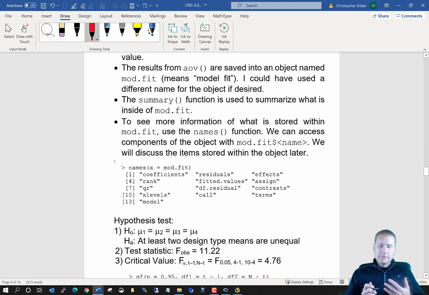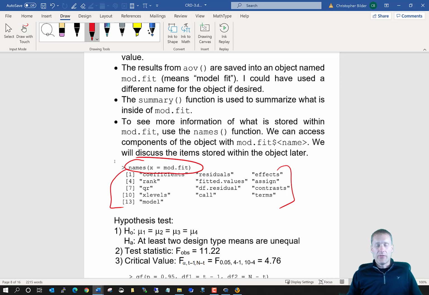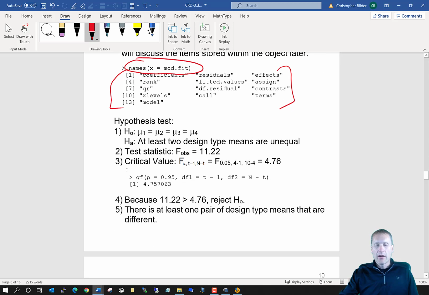Now, I put the results from AOV into mod.fit. And in R's terminology, this mod.fit actually ends up being a list type of object. So there's a whole bunch of information stored in there. And if I want to see exactly what's stored in there, I can use the names function. And you can see when I do that, indeed, I do have a whole bunch of information. We won't talk about that information right now. We'll start talking about that later in these notes. Okay, so let's do our hypothesis test then.